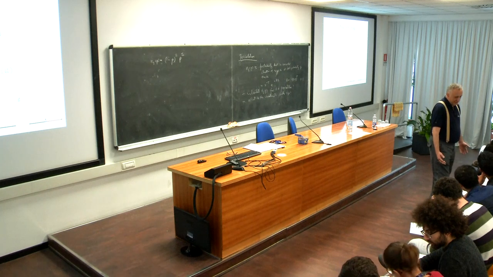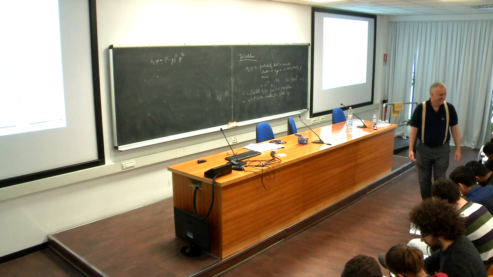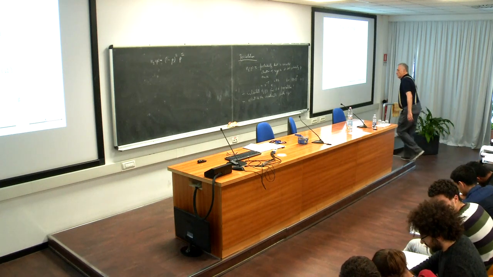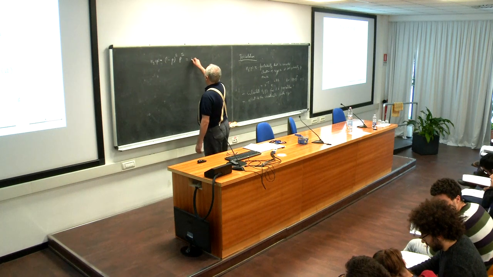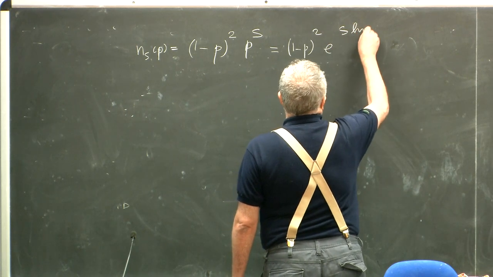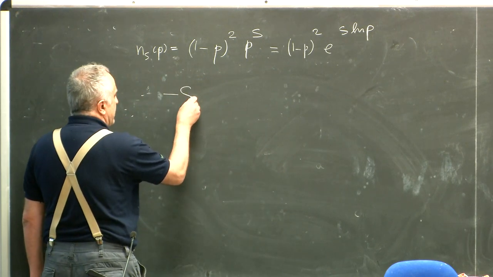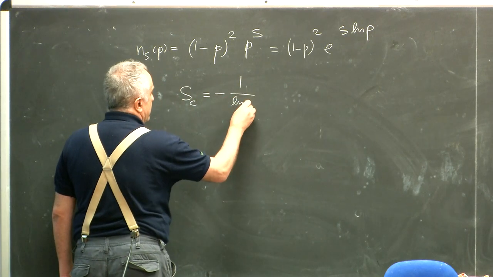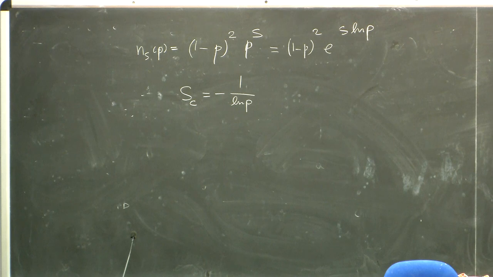Questions are easy. I said easy questions, but still everybody is thinking. Yes, so we write this as (1 minus p) squared e to the power s log of p. So the characteristic size of a cluster is minus 1 over log p. Unfortunately, it is positive.